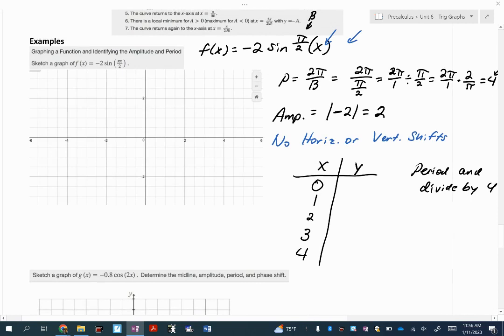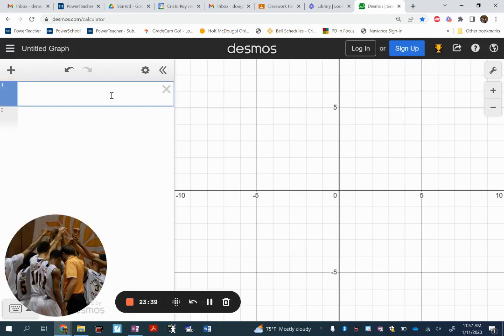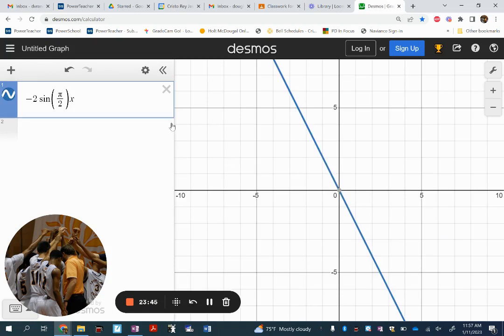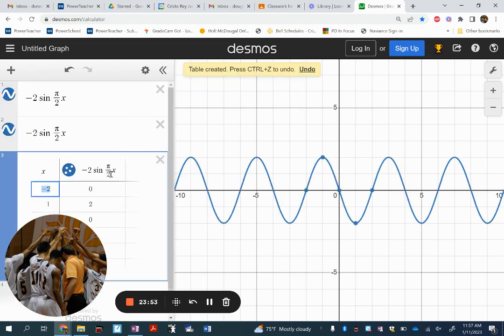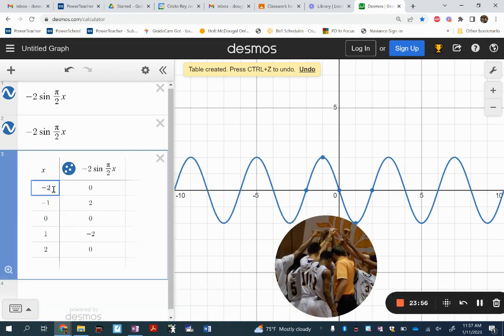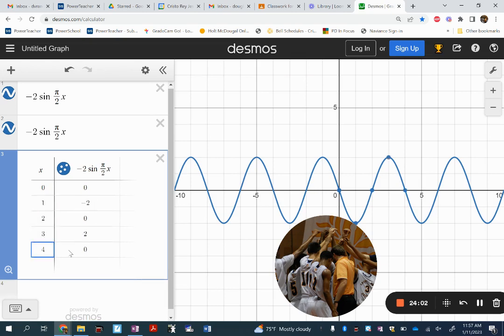So now what I do is I go to my graphing calculator, type this in, and then I strategically tell it which x values I want it to plot. So I'm going to type negative 2 times the sine of pi over 2 times x. All right. Make a table. So copy it, make a table. And I am trying to do 0 through 4. 0, 1, 2, 3, and 4. I'll do that.